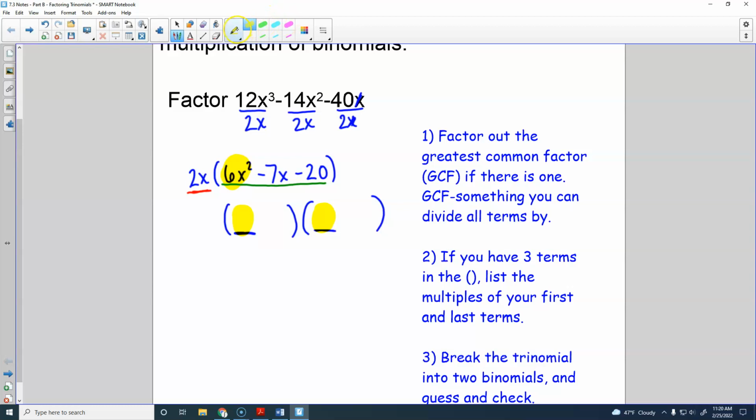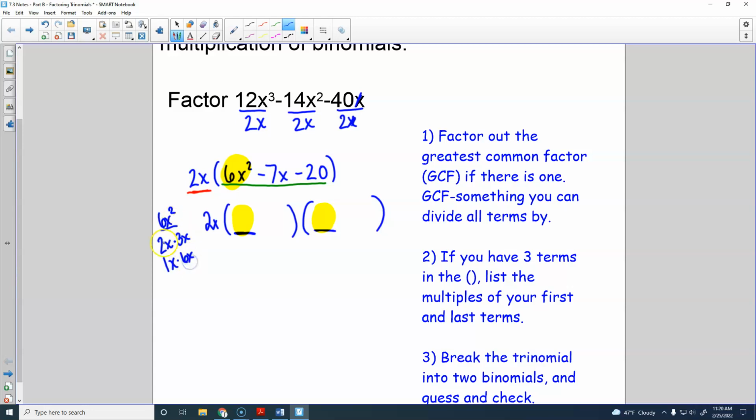So I am going to list all of the factors of 6x squared. So the stuff I can multiply together to get 6x squared. So we're thinking about what we can multiply to get 6. What can we multiply to get 6? 2 and 3. And I'm going to do a 2x and a 3x because you got to get that x squared, right? And then what other numbers could I use?